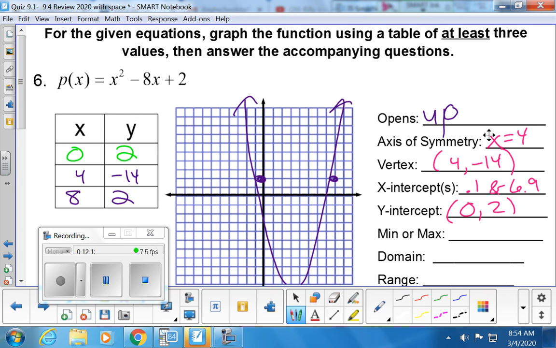Is the vertex acting as a minimum or a maximum point? It's at the bottom of a bowl, so a minimum point. And then the domain is negative infinity to infinity, with range being negative 14 to infinity, because that's the lowest it can go. It's negative 14. It's the minimum point. How do we find the minimum?